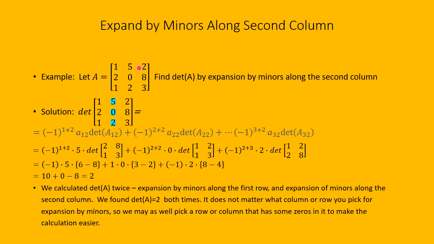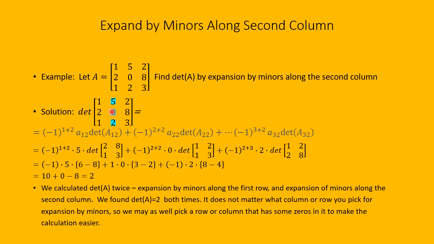So before, the determinant of this matrix was 2. This time we still got that it's 2. We calculated the determinant of the same matrix twice. Once by expansion by minors along the first row, and then here by expansion by minors along the second column. We found that the determinant of A was 2 in both cases, both times.